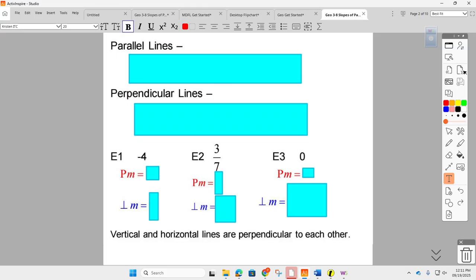All right, parallel lines, perpendicular lines. We're concerned with the slope of these lines. We have been working with parallel lines already this year. You guys remember what parallel lines have in common? What do any parallel lines have in common?